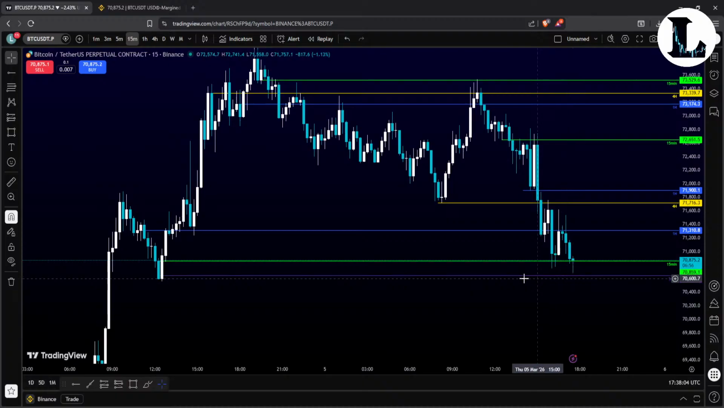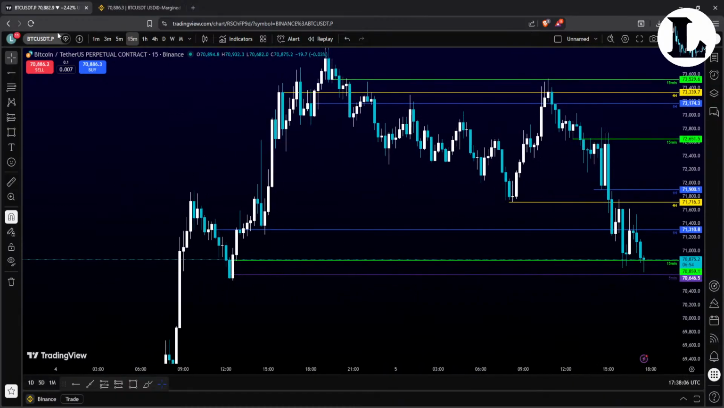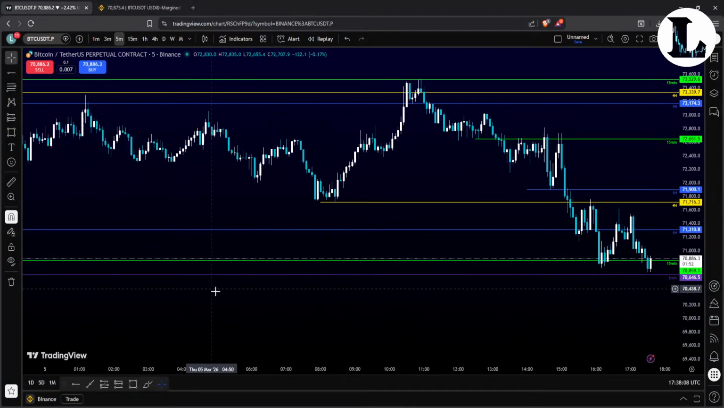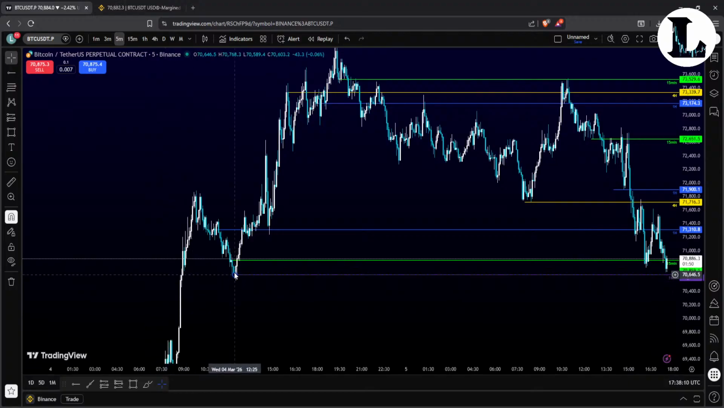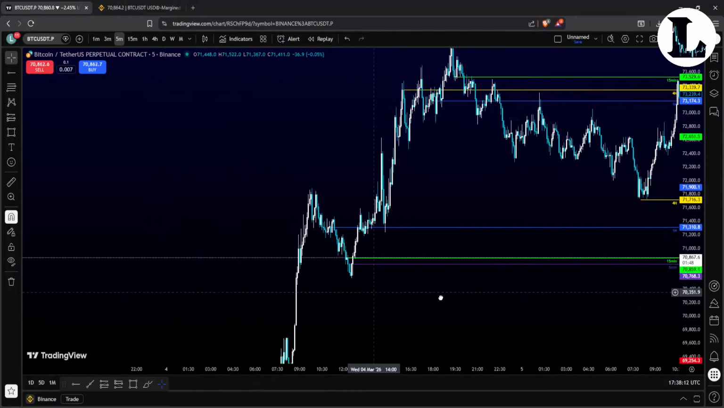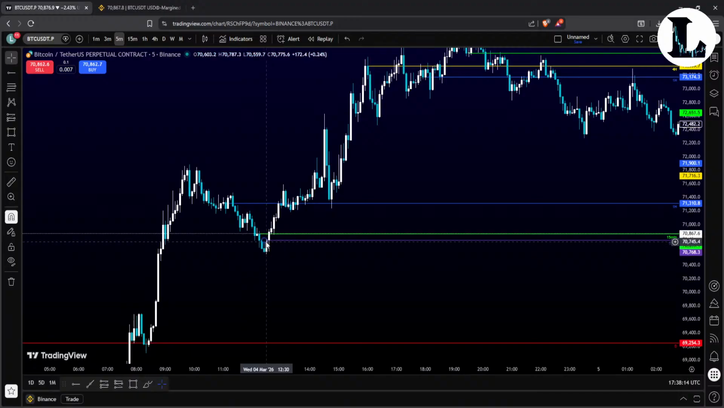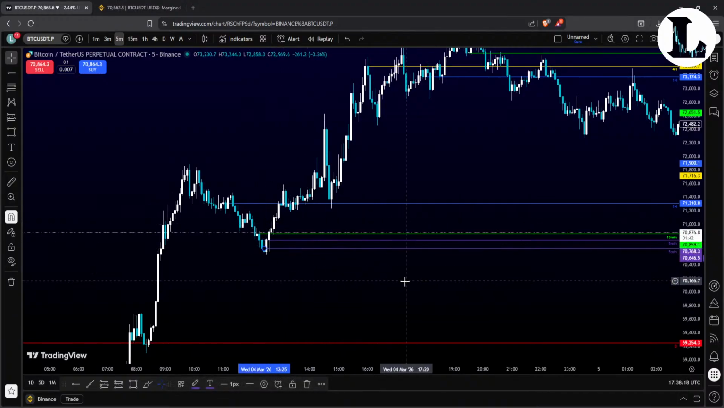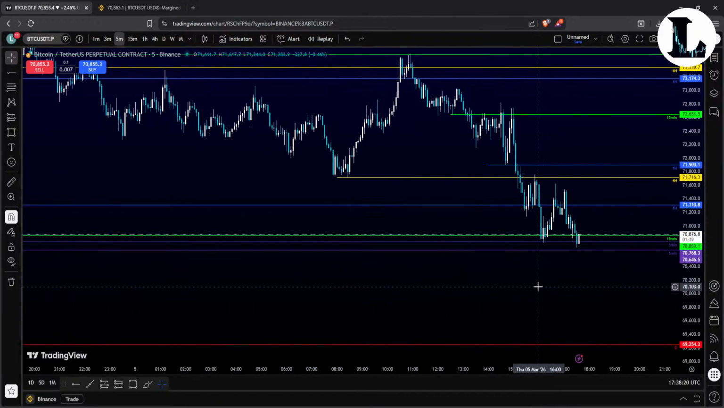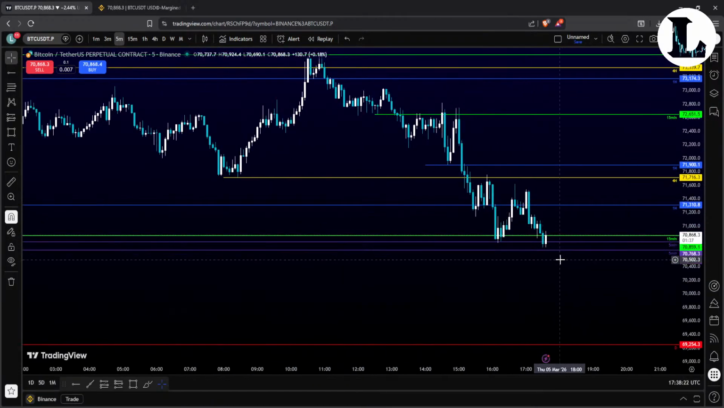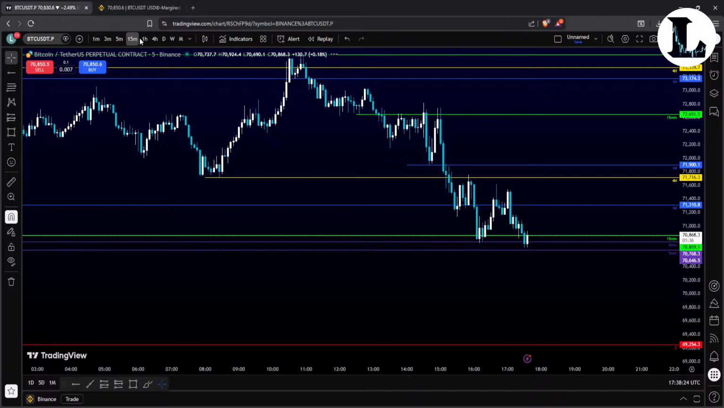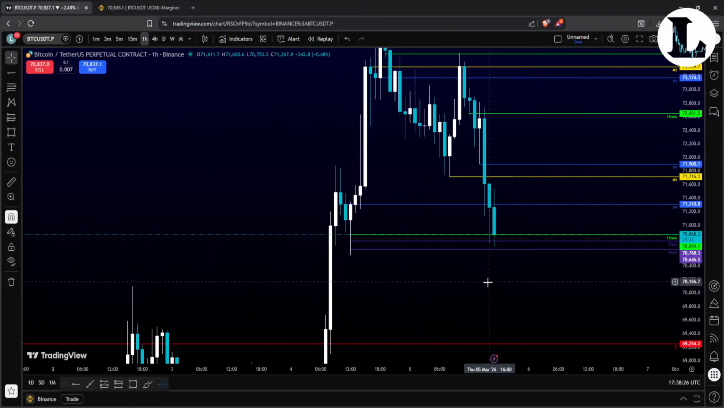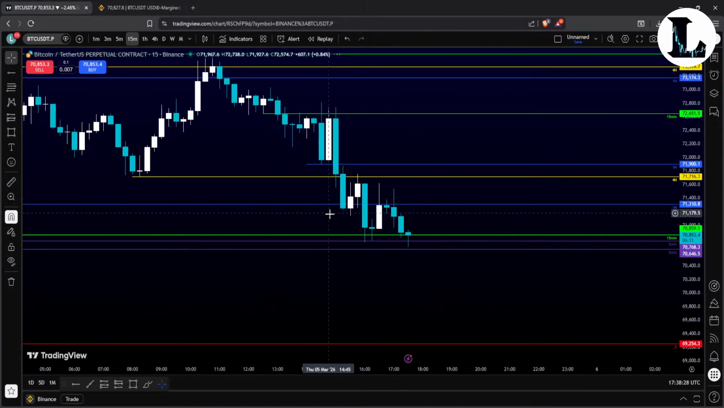Also the 5, even though I marked the 5 body here. Maybe I should keep it on both of them, just because it's the last support on this range. I'm going to mark the wick and the body of that candle. We are failing to go to the body for now. We don't have a 1 hour resistance here.